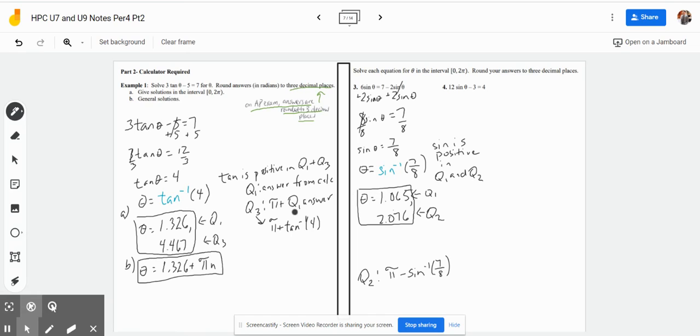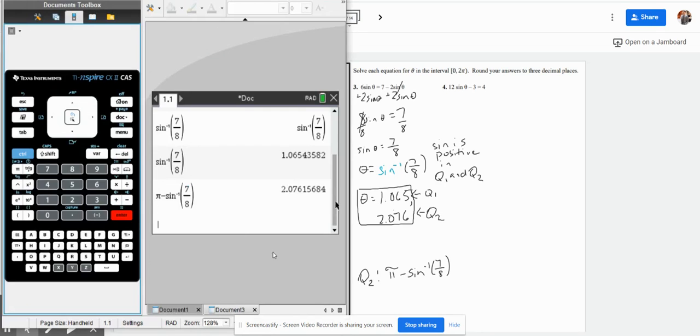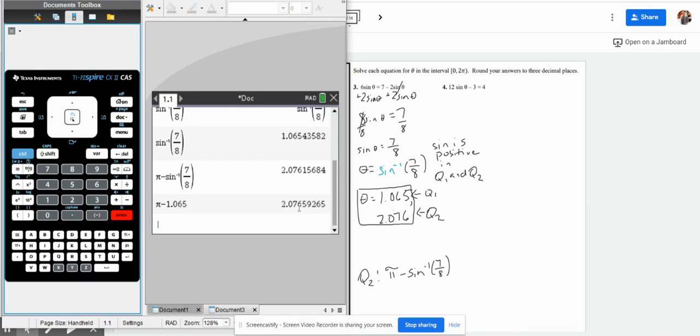I just want to make one additional note about rounding. Try your best not to use these intermediate values here. If you just did pi minus 1.065, I think you'll get an answer pretty close to 2.076. Let's double check. If we bring up the calculator and do pi minus 1.065, Control Enter, 2.07... it looks like it would round up to 2.077.